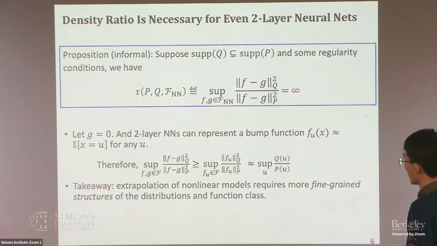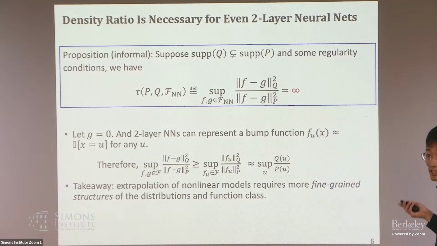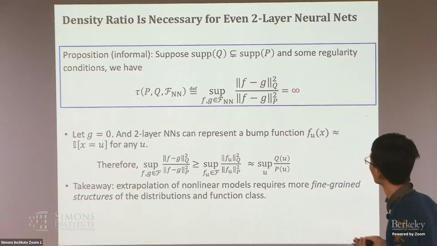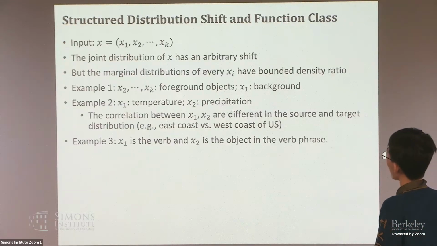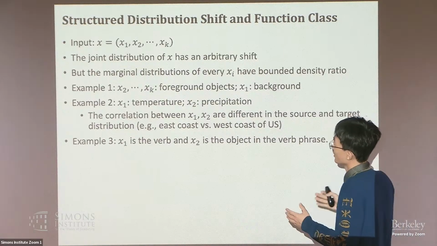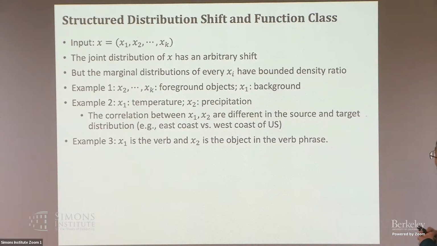Okay. So the takeaway is that if you need even more fine-grained structures, this is not enough. We need more assumptions on P and Q, and maybe more assumptions on the function class F. So this is the case that we can make it work. It's a very special case, just to give you a heads up.